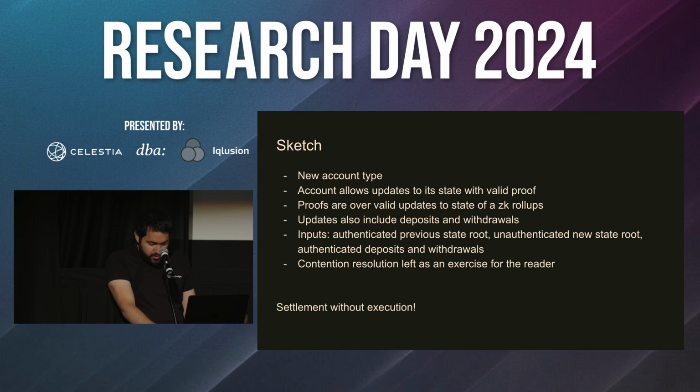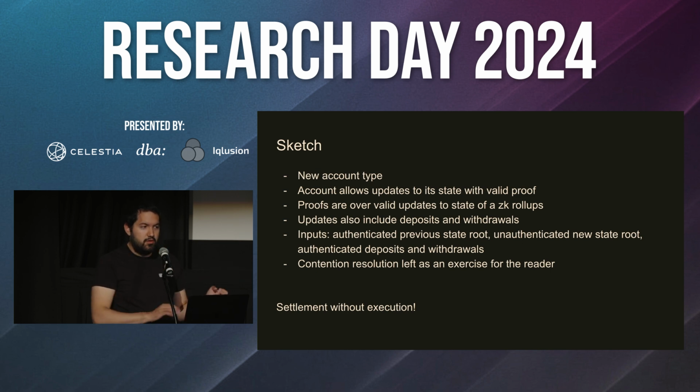So as inputs, you could have things like the authenticated previous state root, which means that the state root would be kept track of by Celestia, which is fairly cheap because it's just 32 bytes per account per ZK rollup. It would pass in the unauthenticated new state root, which would not be known by the Celestia state machine, obviously, but it would be passed in by the user because they're updating it. And then the authenticated deposits and withdrawals. And this is kind of the important thing.